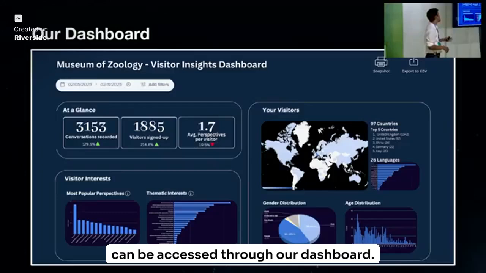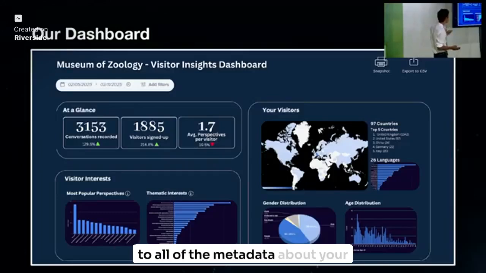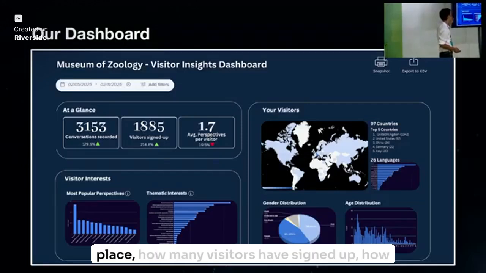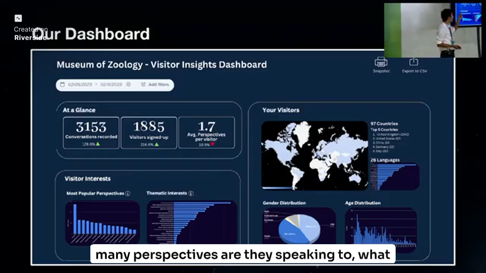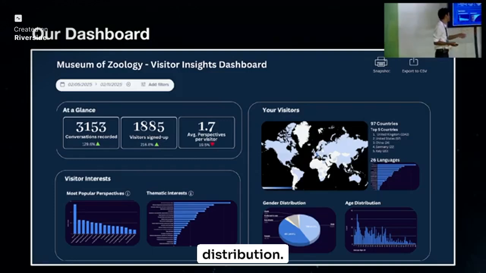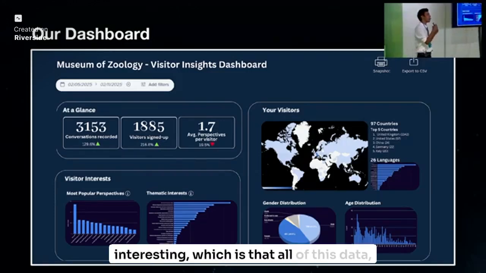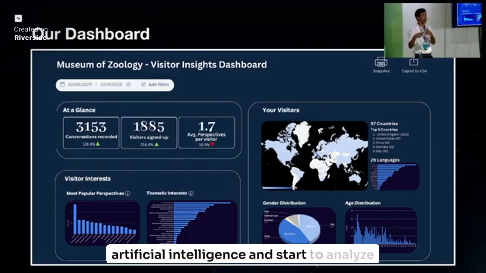which can be accessed through our dashboard. And it gives you, at the first level, access to all of the metadata about your conversations. How many conversations have taken place, how many visitors have signed up, how many perspectives they are speaking to, what is the geographical distribution, the gender distribution, the age distribution. But then it starts getting a bit more interesting, which is that all of this data, we can then process again through artificial intelligence and start to analyze it.